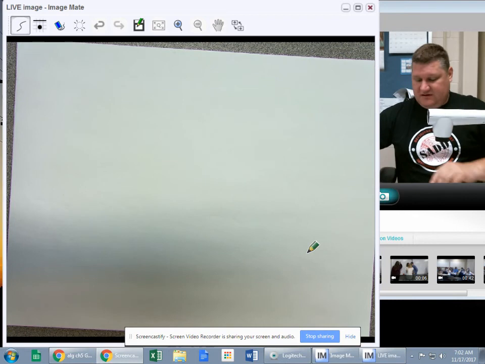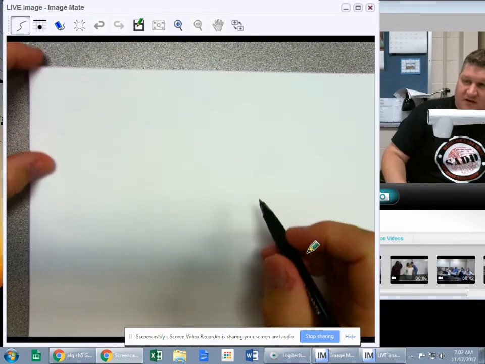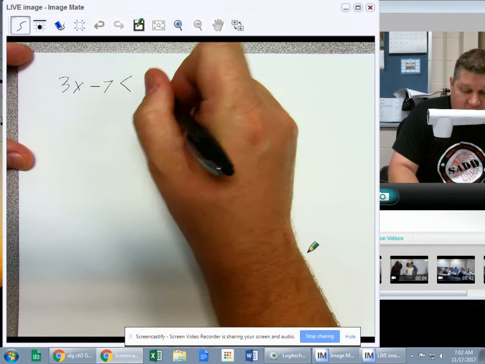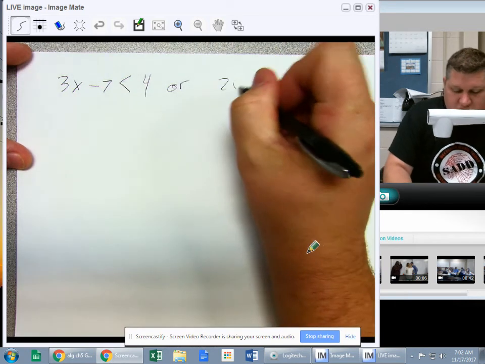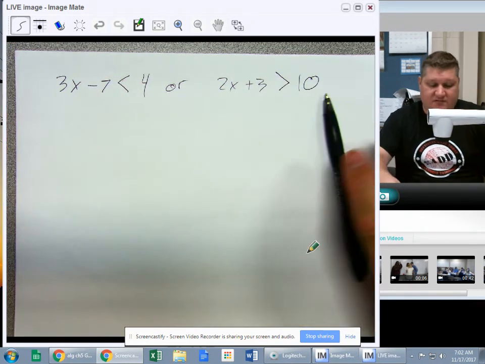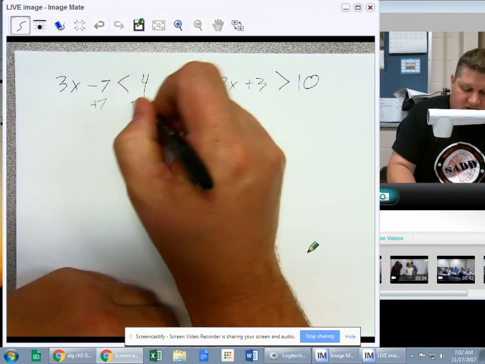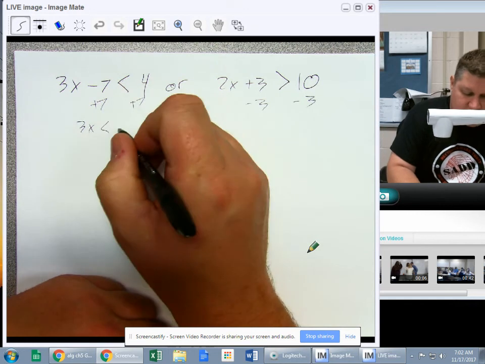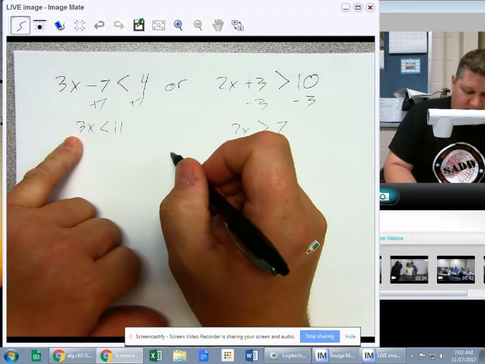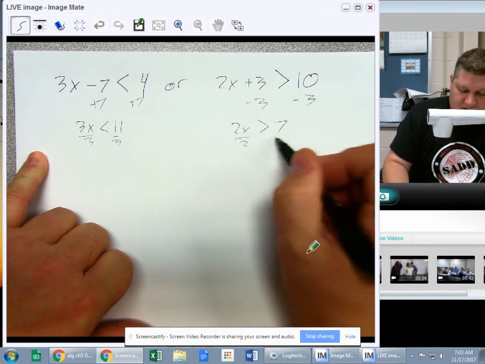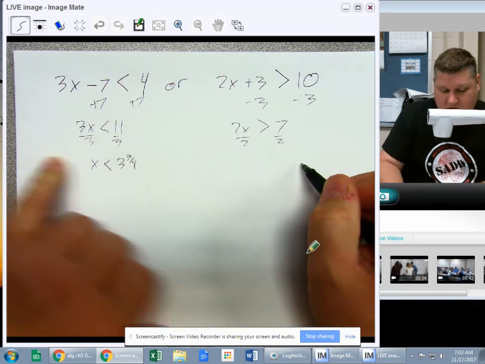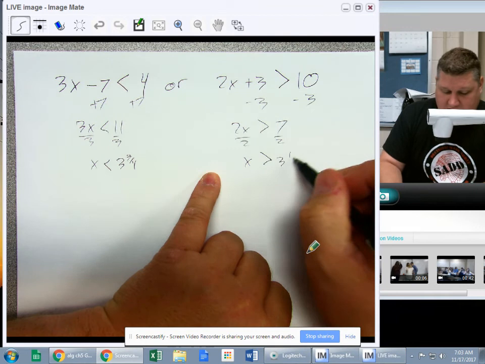Now, let's look at something slightly different. What if we're given something that's already in 2 pieces? So I have 3x - 7 is less than 4, or 2x plus 3 is greater than 10. All right, so in this case, I'm just going to solve them because one problem is really 2 problems all at once. So +7 +7, -3 -3, 3x less than 11, and 2x is greater than 7. And now we have divide by 3, divide by 3, divide by 2, divide by 2. We have x is less than 3 and 3/4, and over here I'm going to have x is greater than 3.5.